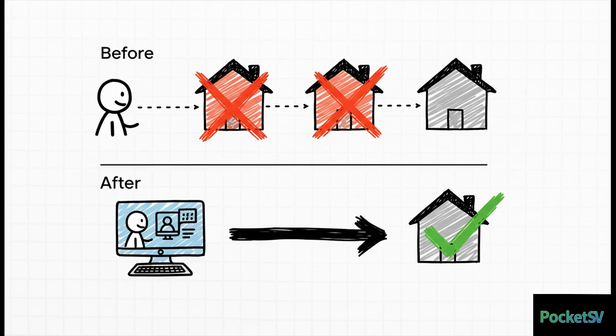It used to be that people would schedule a bunch of physical visits just to figure out which houses they didn't like. Now, with a good tour, they do all that homework online, and they only visit in person to confirm that it's the one. Just think about the incredible amount of time that saves for both the buyer and the agent.